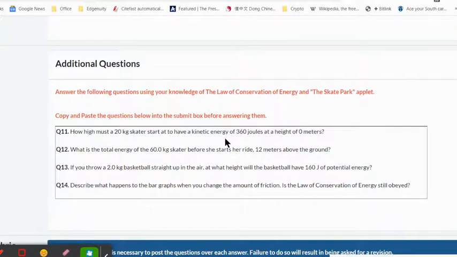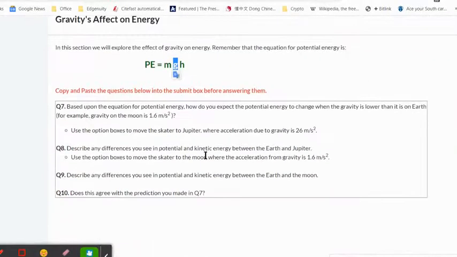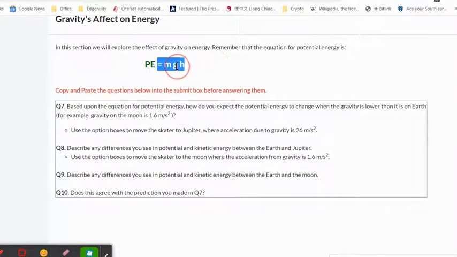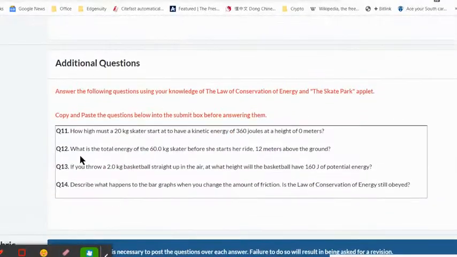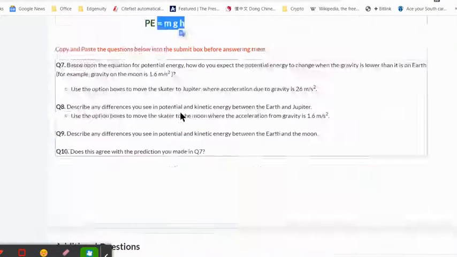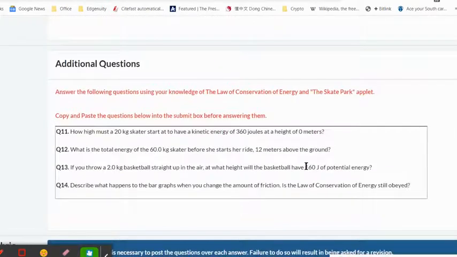How high must the 20 kilogram skater go? Okay, this is just a calculation. You're going to use the formula up here, and you're finding h, the height. Total energy, that's a calculation. You can use the same formula, but you're looking for energy this time. Again, this is essentially a similar calculation to Q11. You're looking for height again.